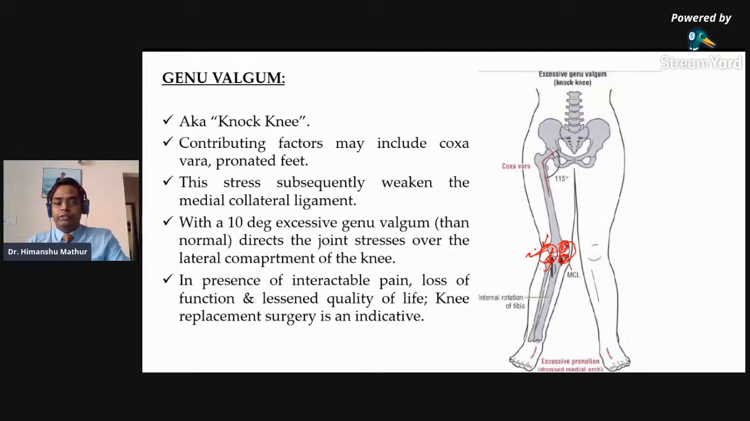Okay, in the presence of intractable pain, loss of function, and lessened quality of life, knee replacement surgery is eventually indicated. If the patient is of lesser age, you can go for derotation or wedge osteotomies. And on consultation with your consulting orthopedic surgeon, obviously, you can plan it for the surgery.